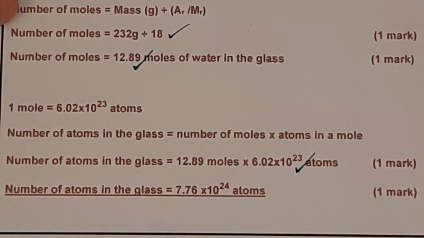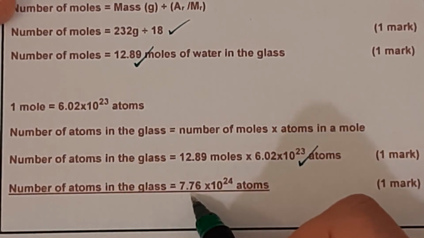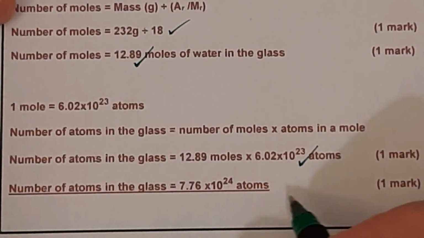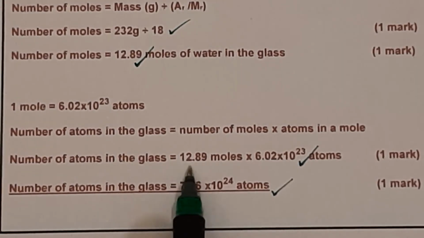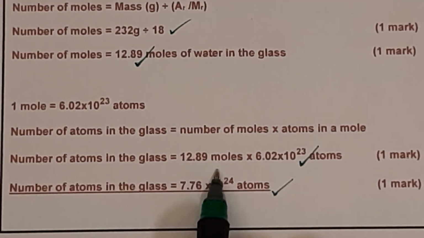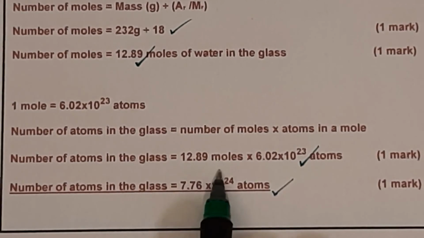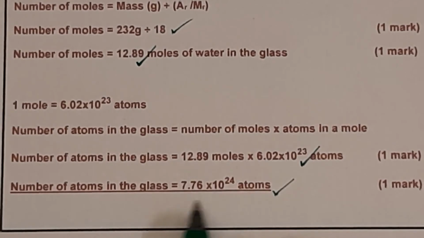And the 5th and final mark is for finding the answer to that, which is that the number of atoms in the glass is 7.76, because we're doing this to 3 significant figures, multiplied by 10 to the power of 24 atoms. Now, if you don't do this to 3 significant figures, then you don't get the mark. Your answer will be slightly different if you've rounded 12.89. Ideally, don't do the rounding till the end. If you've used slightly different numbers, but your answer for the moles, which should be 13 or 12.9, or whatever your number is, is definitely this number multiplied by this number, then you can have the mark for this answer.